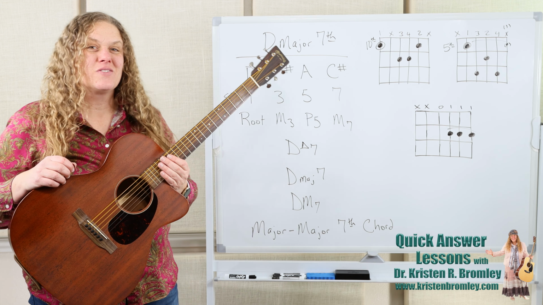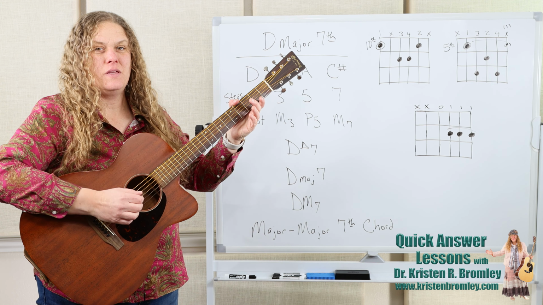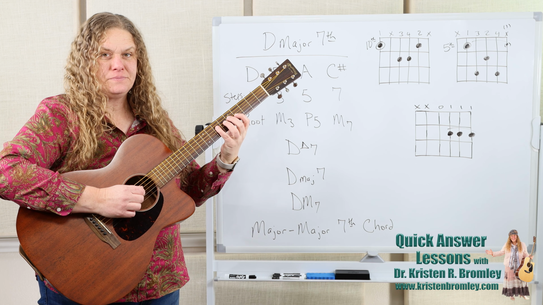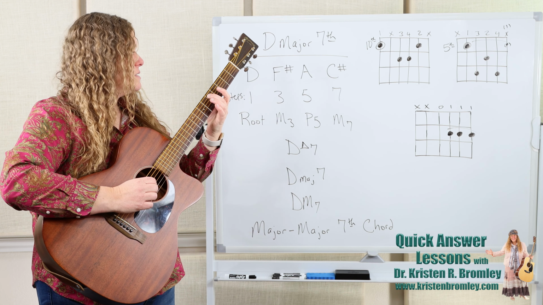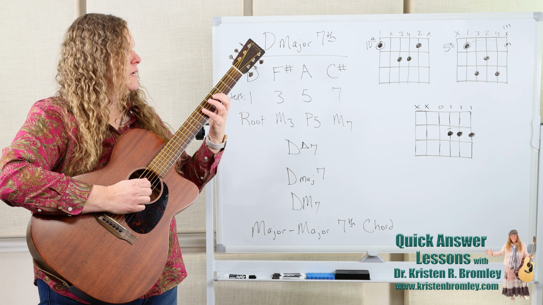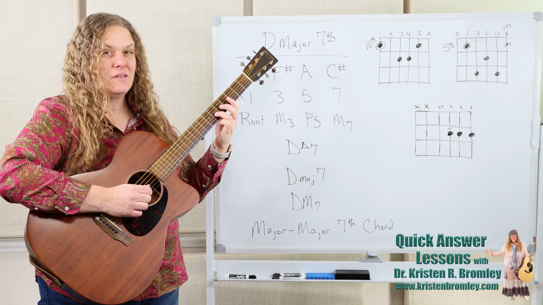So, the D major 7th chord, D major 7th. This is a major 7th chord. What does that mean? Well, first of all, we've got the notes D, F sharp, A, and C sharp in this chord. Those notes come right out of a D major scale. The D is step 1 of that scale, the F sharp is step 3 of that scale, the A is step 5, and the C sharp is step 7.